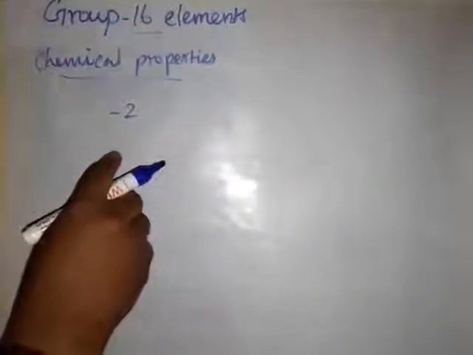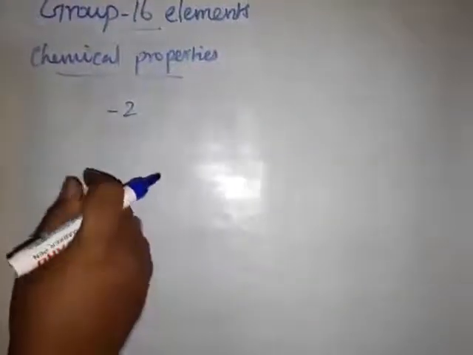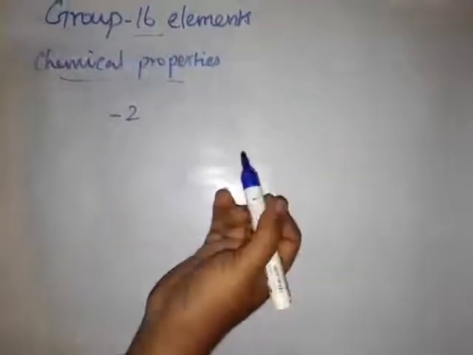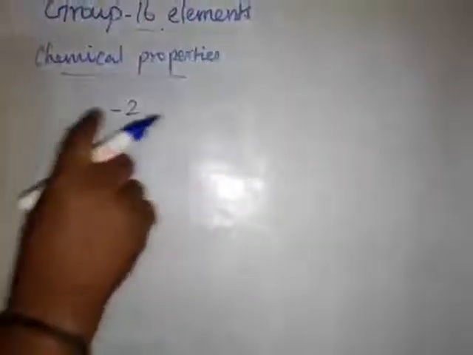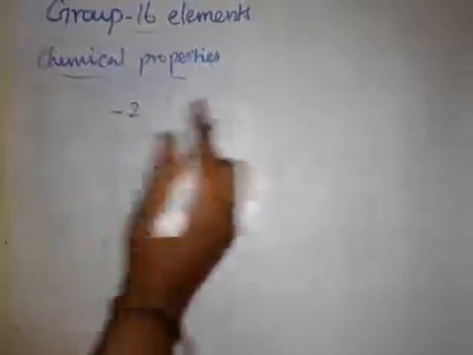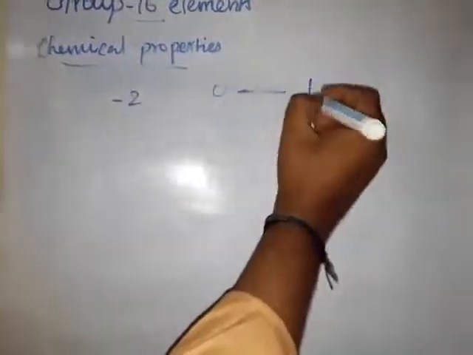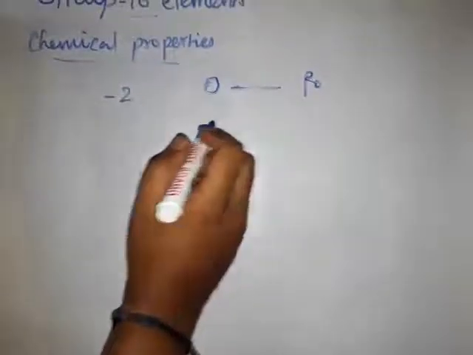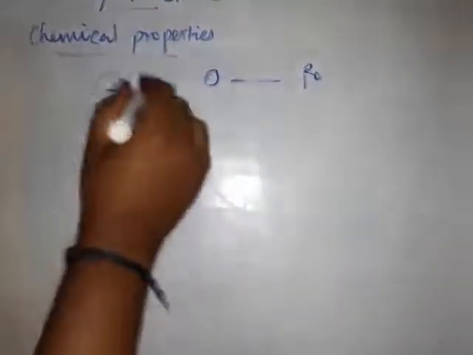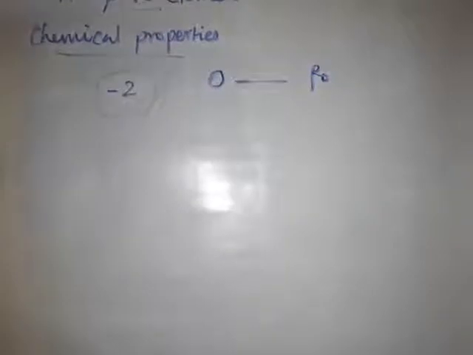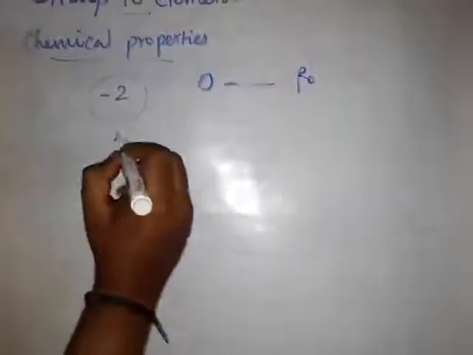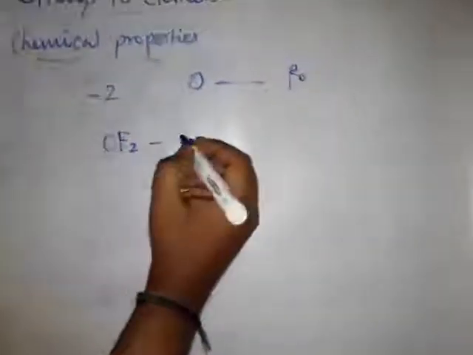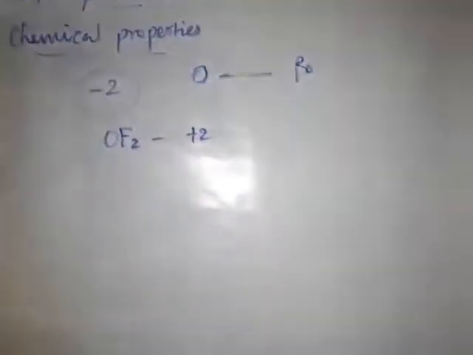The -2 oxidation state decreases down the group. Polonium hardly shows the -2 oxidation state. The electronegativity of oxygen is very high, so from oxygen to polonium, oxygen shows a negative oxidation state, that is -2, except in the case of OF2. In OF2, oxygen shows a +2 oxidation state.